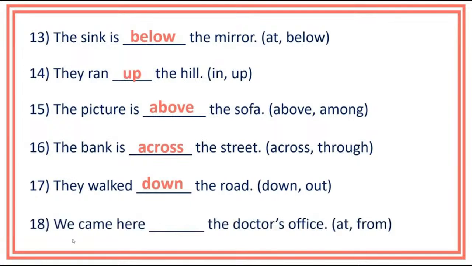Number 18. We came here blank the doctor's office. Prepositions inside the bracket are at and from. Answer is, we came here from the doctor's office.